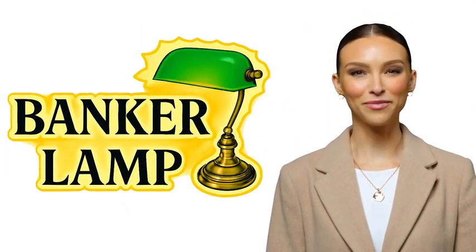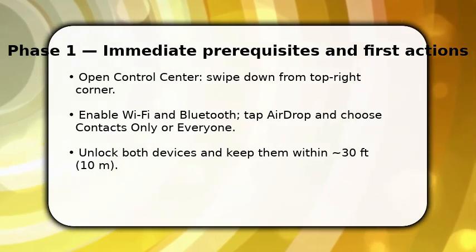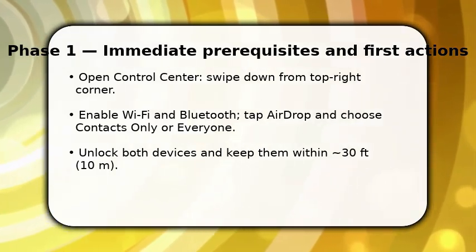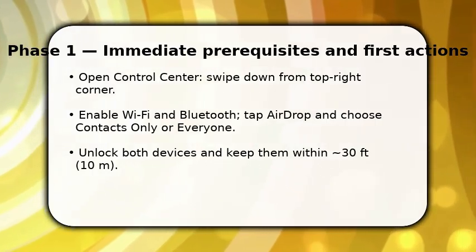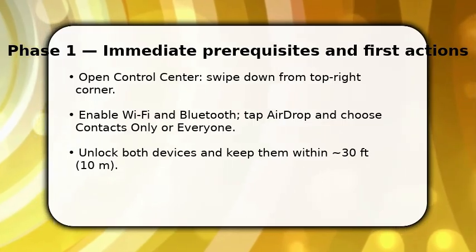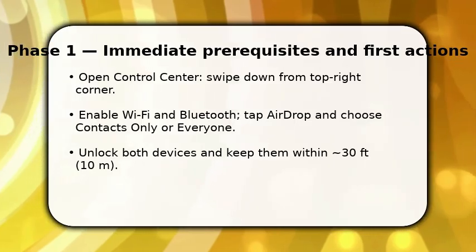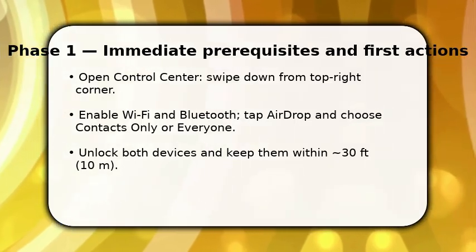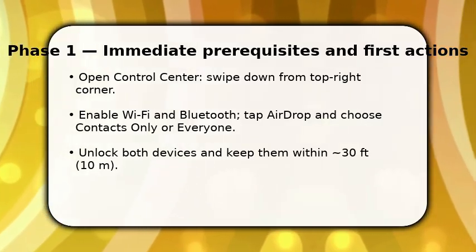Please enjoy the video. You'll start by opening Control Center and turning on Wi-Fi and Bluetooth. This enables the radio layers AirDrop uses. Once done, tap AirDrop and pick contacts only for privacy or everyone to receive from anyone nearby. Make sure both devices are unlocked and awake because an iPad won't accept transfers while asleep. You're deciding who can see you, so choose appropriately.